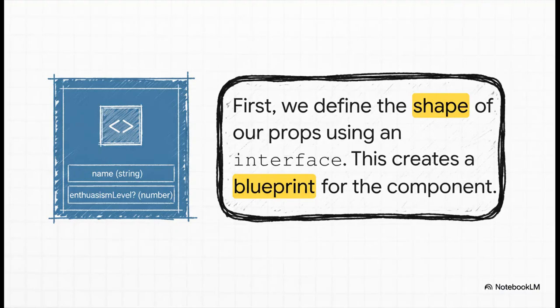So check this out. We're using something called an interface to create a blueprint for our props. This little block of code says two things. One, our component must get a name prop, and it has to be a string. Two, it might get an enthusiasm level. And see that little question mark? That's what makes it optional. But if it is provided, it has to be a number.